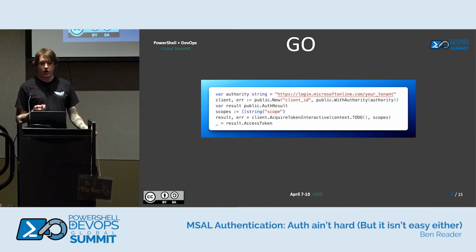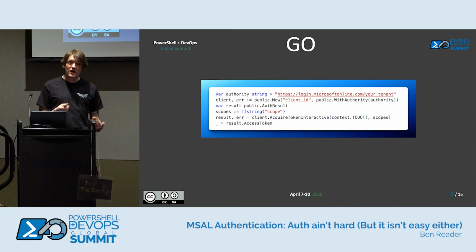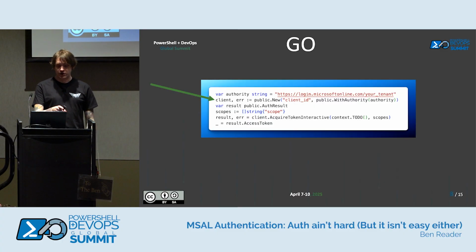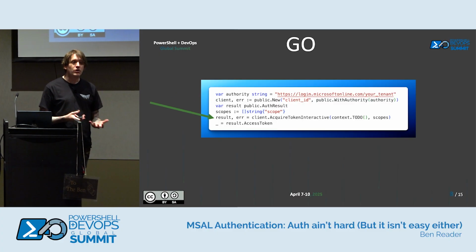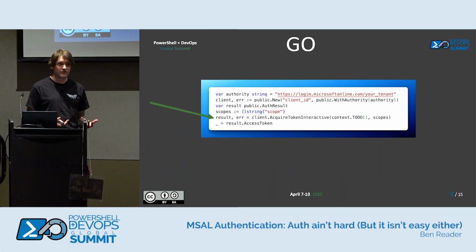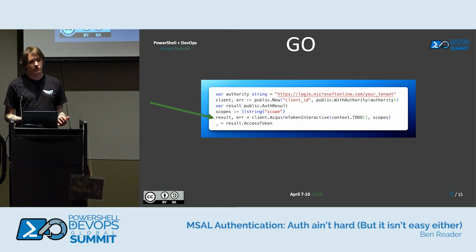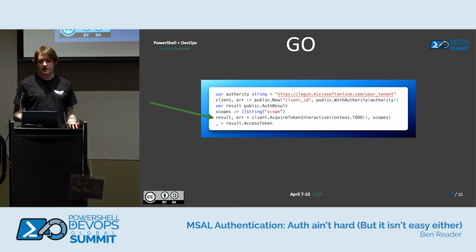If we do it in Go, it's not formatted very well. I guarantee this probably doesn't run, but functionally, this is the same thing. So remove all the configuration. We're creating a client, and then we're acquiring the token interactively. Because the MSAL library is a standardized library for authentication, the naming and the verbiage of all this is the same. So it's really easy to switch languages and know what you're working with if you understand how the library happens.